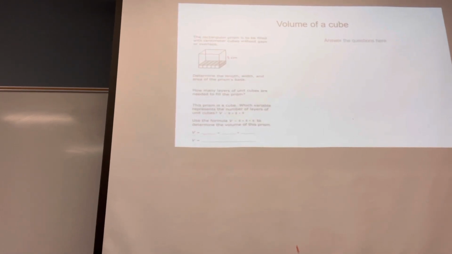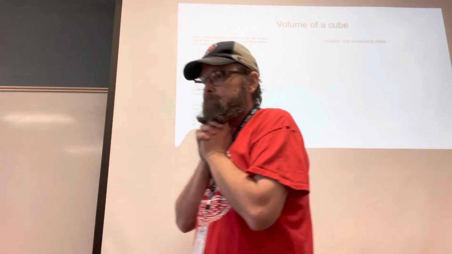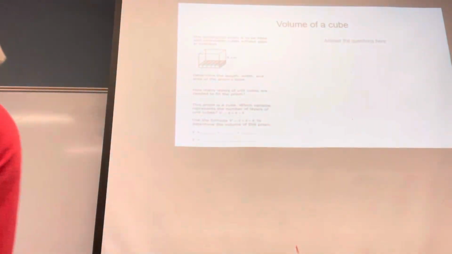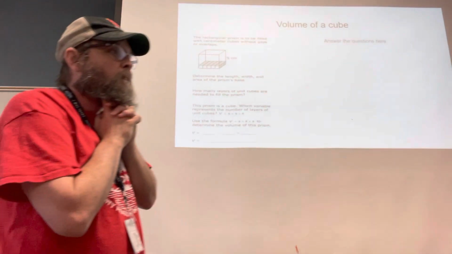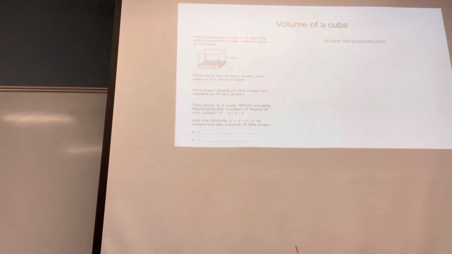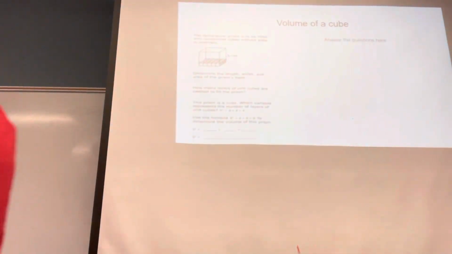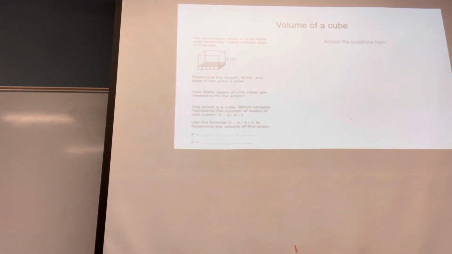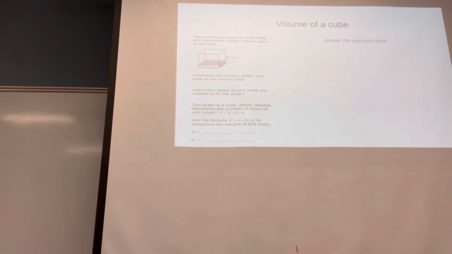Five times 5 is? 25. Times 5 is? 25, 45, 50. Kaylee, 5 times 5 times 5? 125. So the volume of this cube is 125. The volume of this cube is 125.